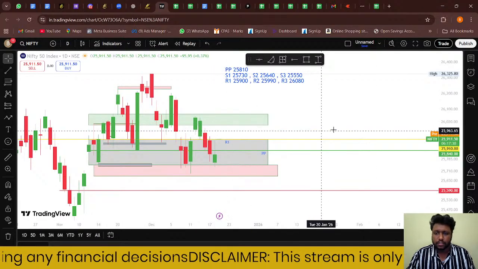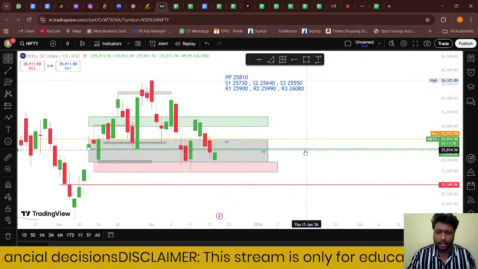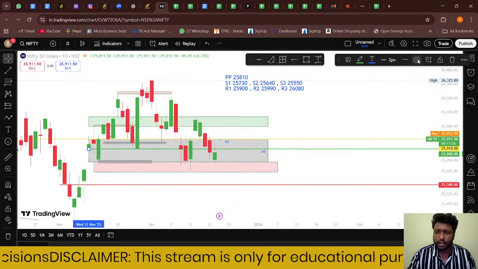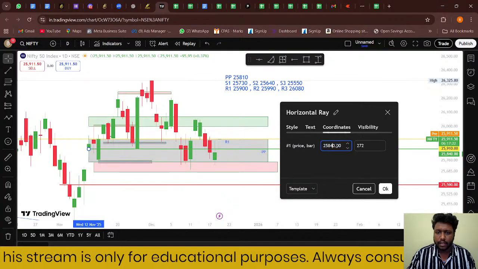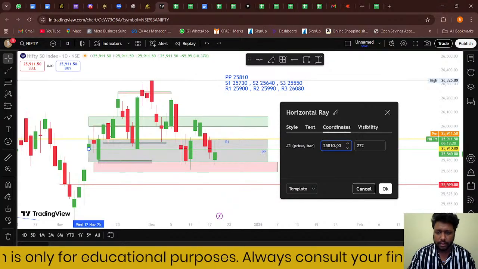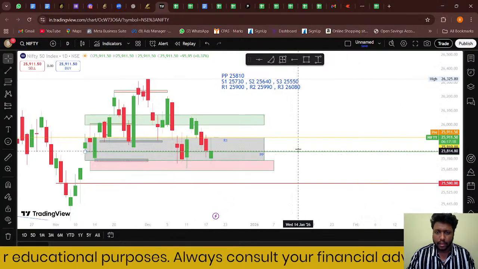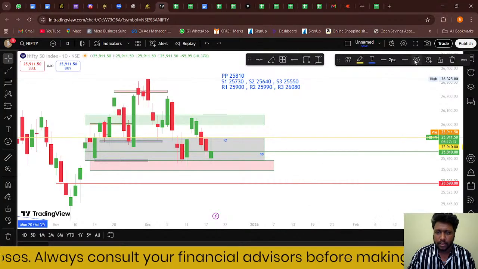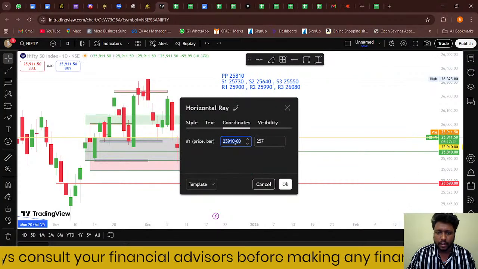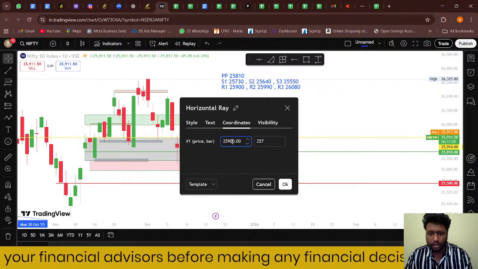No, it's not opening in between. We didn't mark the level, so we will mark it and change it. It is 810 today, and with respect to the resistance, 25,900 is a resistance. Anyway, it is opening near to our resistance.